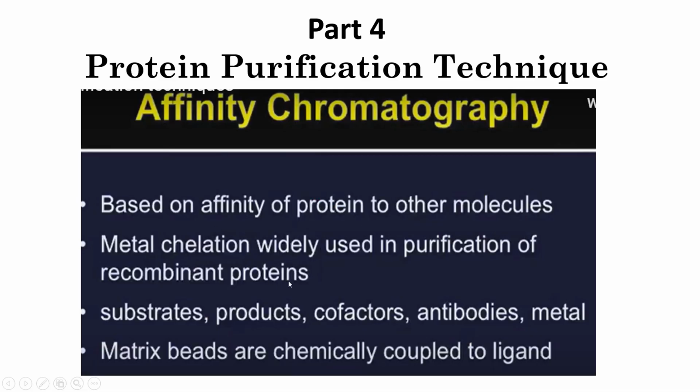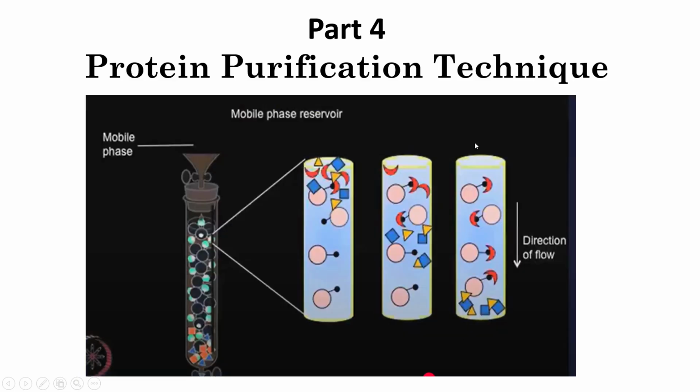In terms of affinity, to the bead itself there is some affinity ligand, such as nickel, attached to it, so that affinity comes into the picture. Metal chelation is widely used in purification. There are certain substrates, products, cofactors, antibodies, etc. that are chemically coupled to the material so that proteins are attracted to it. So here, the red protein is attracted to this entity attached to the beads. For example, His tags are generally attracted towards nickel.